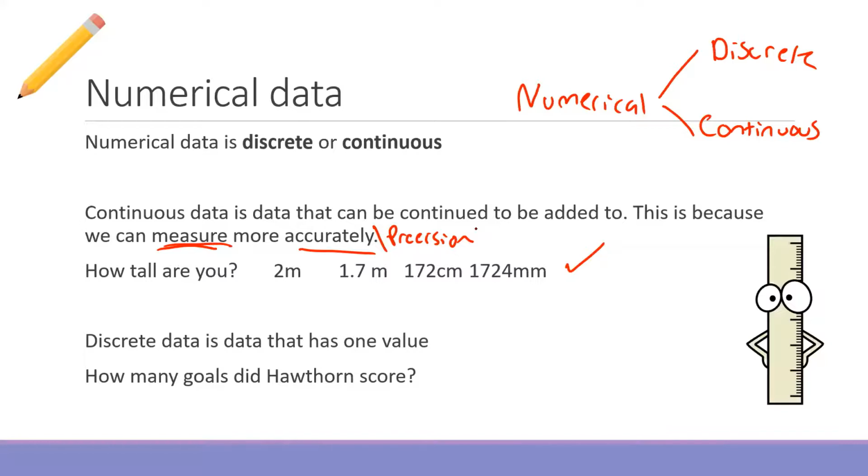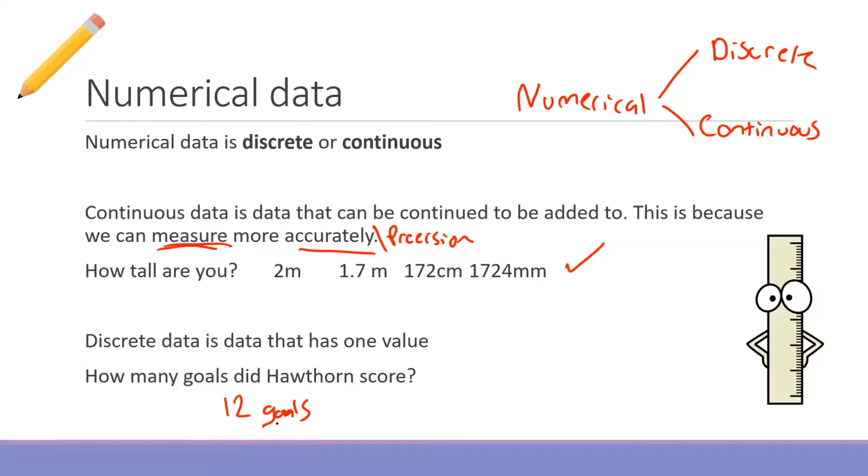That's opposite when we deal with discrete data. Discrete data is data that has one value. How many goals did Hawthorn score? If Hawthorn was playing the game against North Melbourne and they scored, I don't know, we'll go with 12 goals. That's it. You can't measure more accurately than that. Rather than the other one where you could measure one of the players' weight to within a milligram, you can't measure the amount of goals any more accurately than 12.